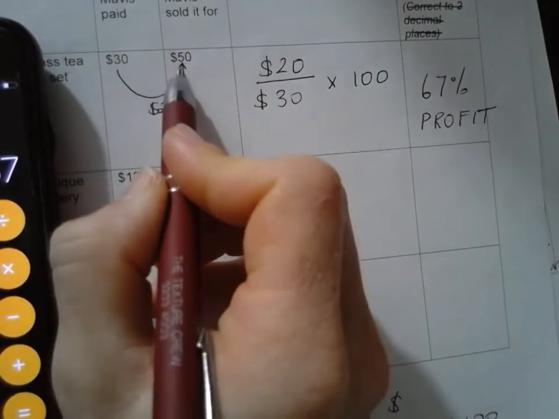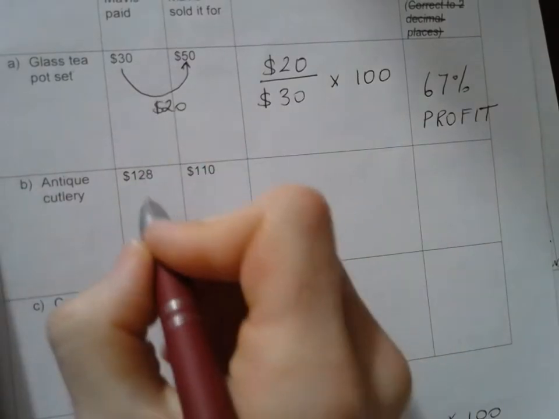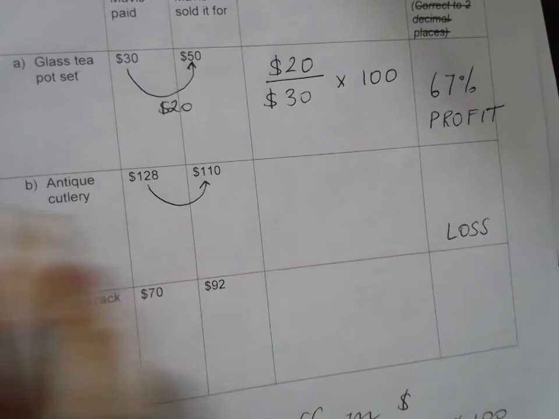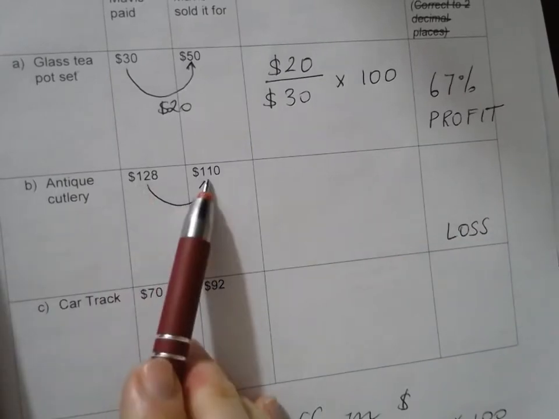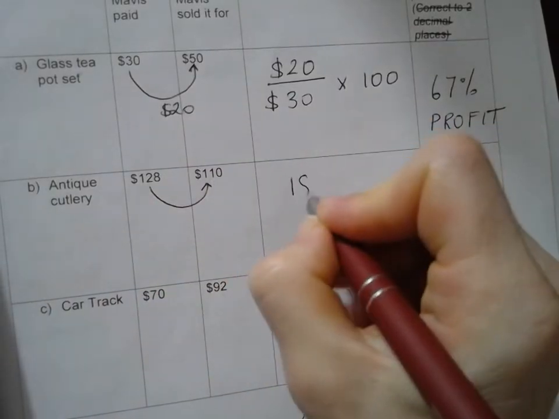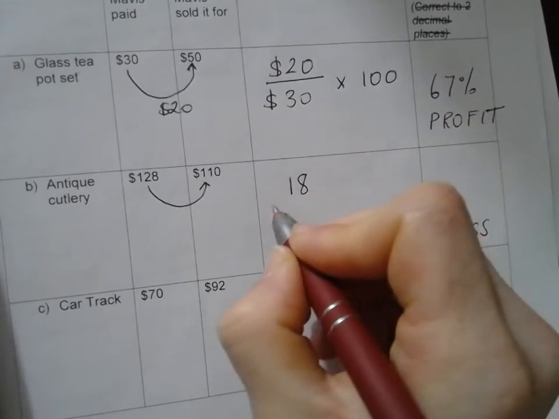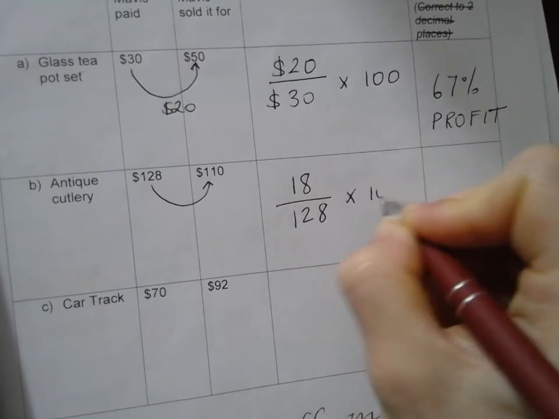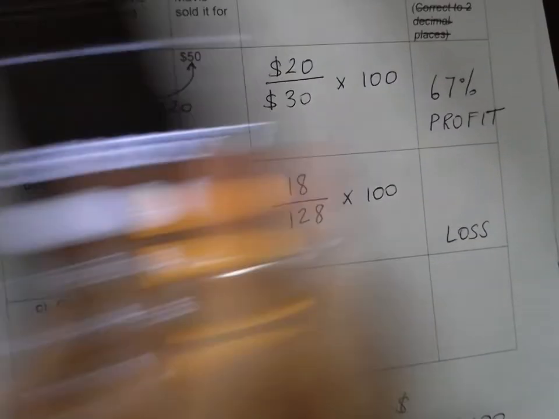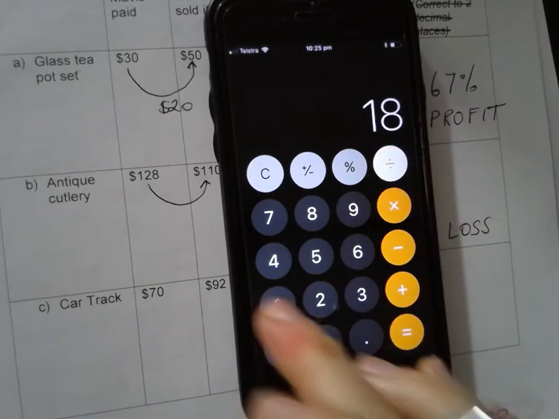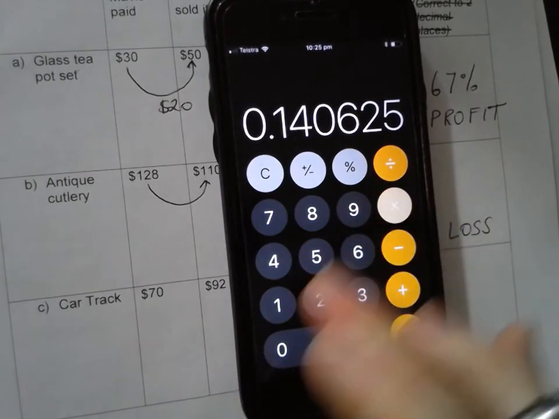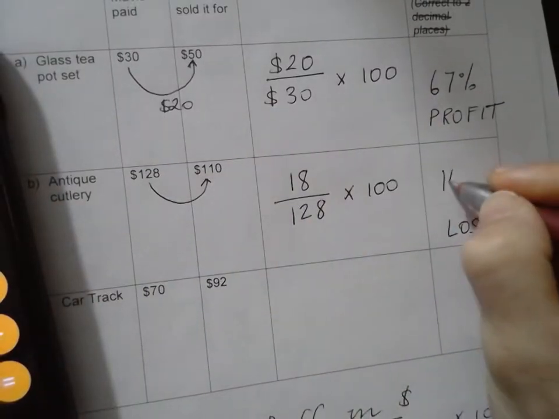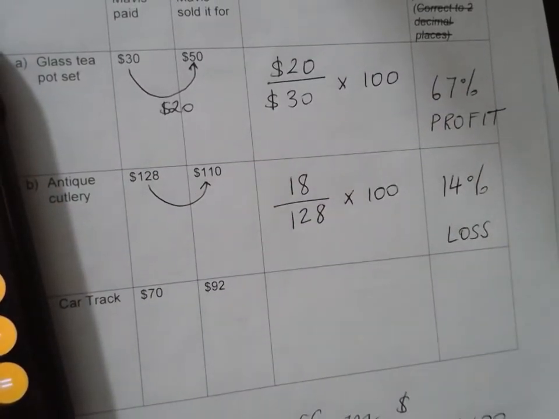because obviously it went up in money, whereas this one it goes down in money or down in value. So you could write over here straight away that it's a loss. If it goes down in value, it's going to be a loss. So the difference between those two is 18 over the original value of 128 times 100 to get a percent. 18 divided by 128 times 100. Okay, so let's round it to 14% loss. Let's round it to a whole number.